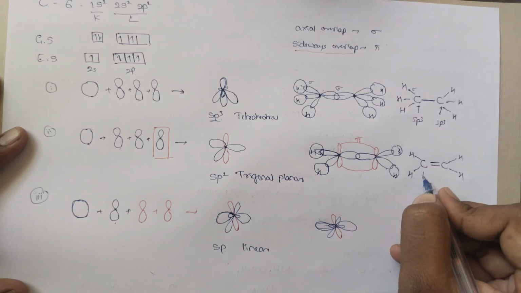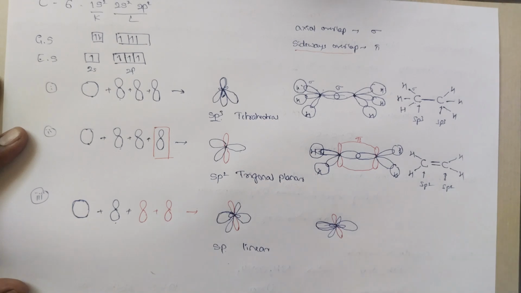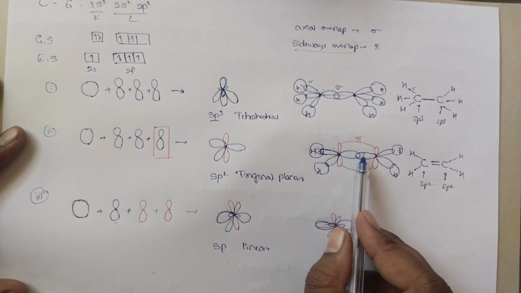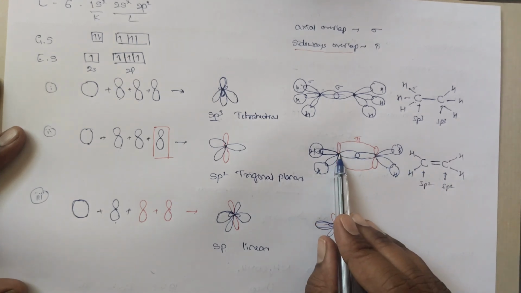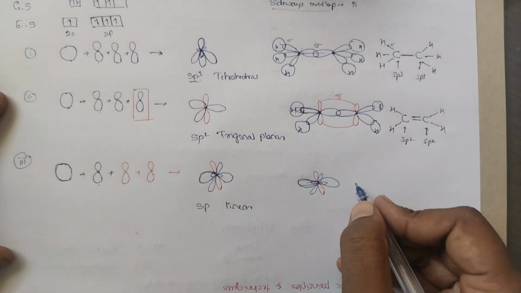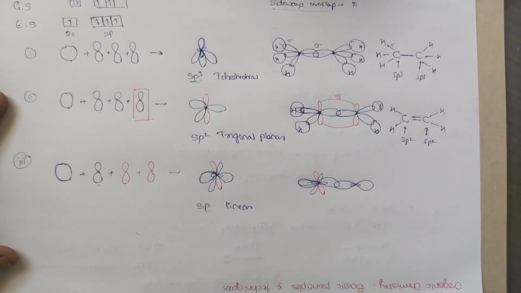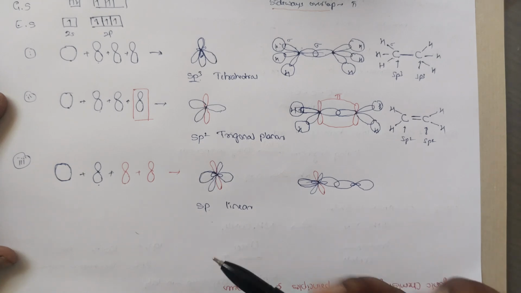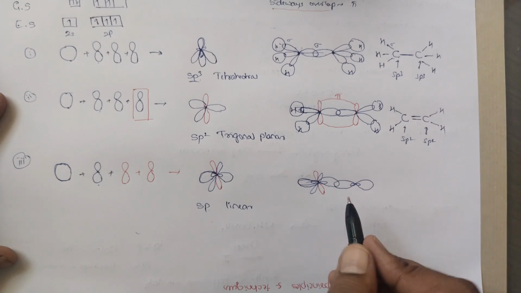Here you can see that this is sp2 hybridized, this is also sp2 hybridized. Okay, so the unhybridized p orbitals overlap sideways, so that there is a formation of pi bond between this carbon and this carbon. This is the structural representation. Okay, then the third case, we have two sp orbitals. For this carbon, this is one sp, this is one sp. For this carbon, this is one sp and this is one sp.